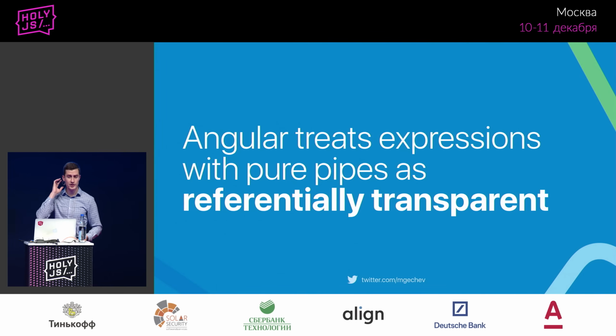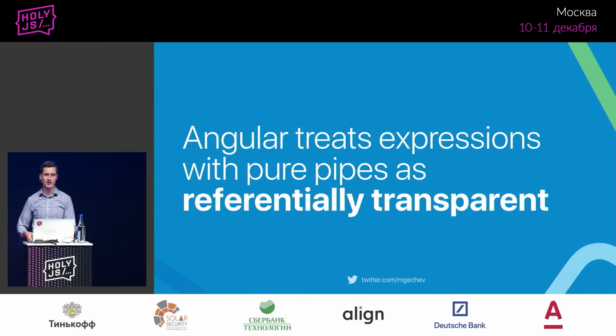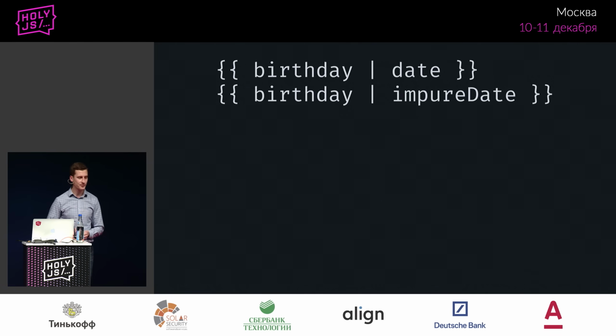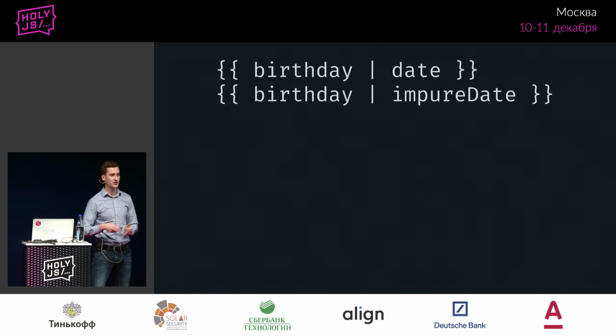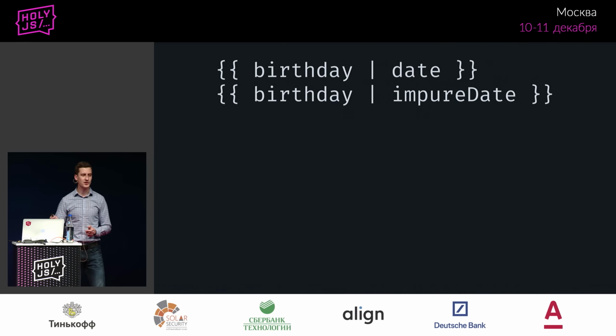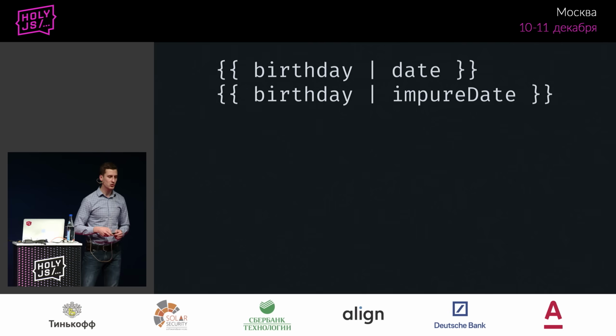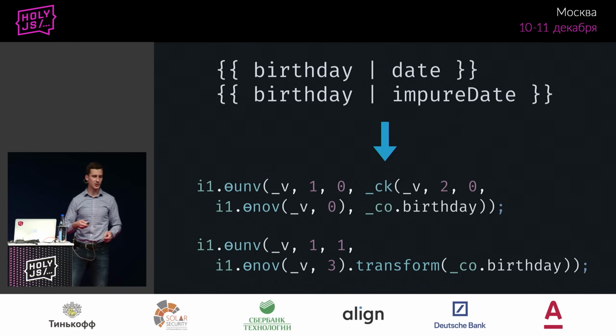In general, Angular treats expressions with pure pipes as referentially transparent. This is a concept from functional programming, which is actually something quite simple. And in order to understand it even better, we can take a look at the code which the Angular compiler is going to produce for a given template, which uses pure pipes and impure pipes. In this case, we have the birthday date, and we apply to the birthday the date pipe. We also apply an impure version of the date pipe, and here is what the Angular compiler is going to produce. It doesn't look very readable at first.